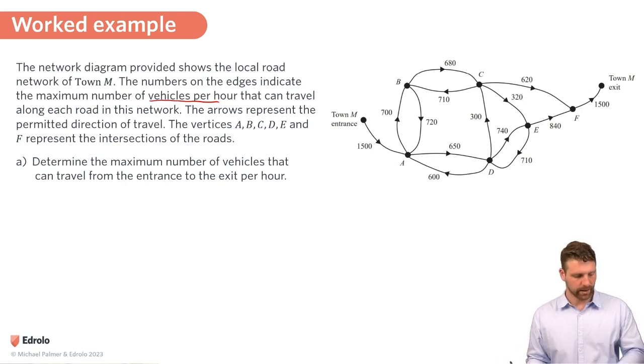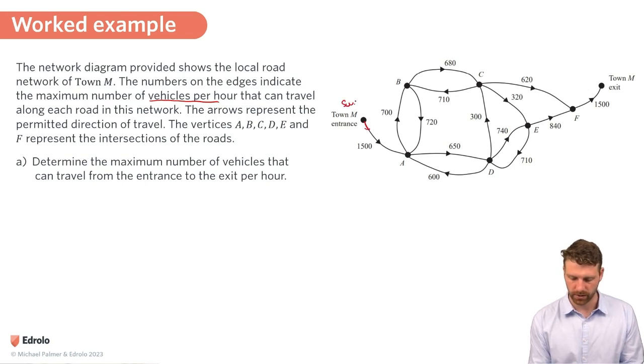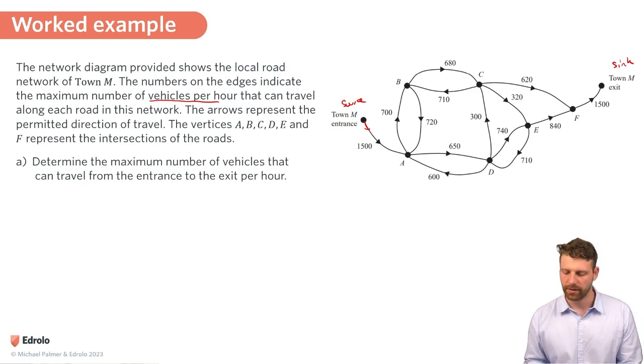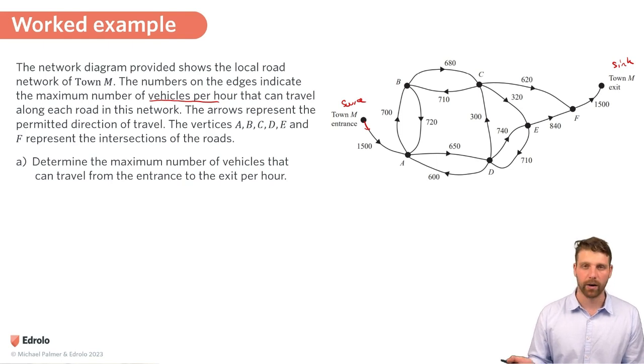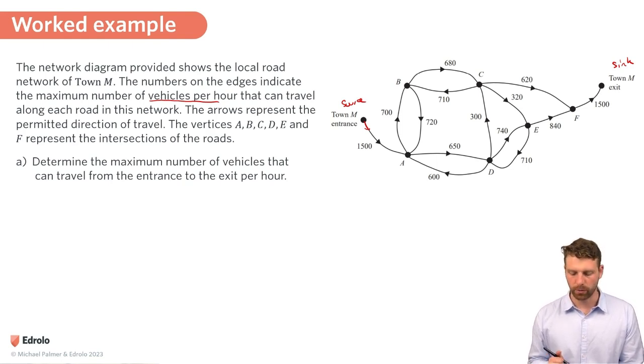Okay, so what I can see is I can send 1,500. So here's our source and this is our sink. And I can see I'm sending 1,500 in and I'm putting 1,500 out. And so it's possible that if there's no bottlenecks, we could send 1,500 vehicles per hour through this network. But I think what we'll find is that there are some bottlenecks. So let's look for them.